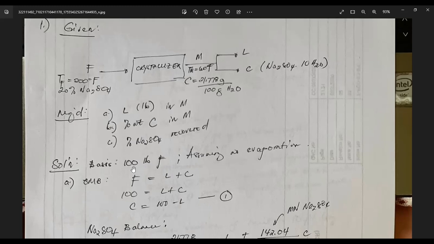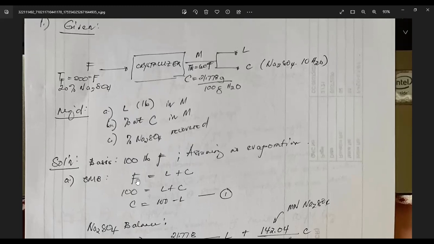So you can have 1 pound or 100 pounds, but it has to be in pounds because your unknown here, the liquor, is asked in pounds. So that should be in pounds. So your basis should be in pound mass or pound weight. If you do overall material balance, your feed is equated to the sum of the liquor and the crystal. So this is your assumed basis, which is 100 for the feed.